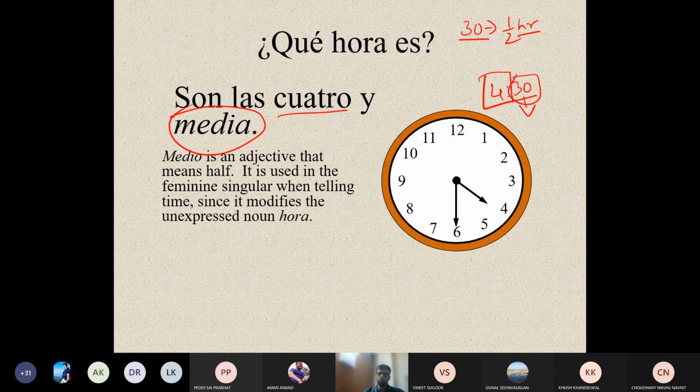So if it is 4:30, it is son las cuatro y media. If it is 5:30, son las cinco y media. If it is 10:30, say son las diez y media. So like that you can continue. Okay. The explanation is given. Medio is an adjective that means half. It is used in the feminine singular when telling time, since it modifies the unexpressed noun hora, so we are using media. Why media? Because media is here basically referring to the noun. Hora is feminine, so that is the reason we are using the feminine. Okay.